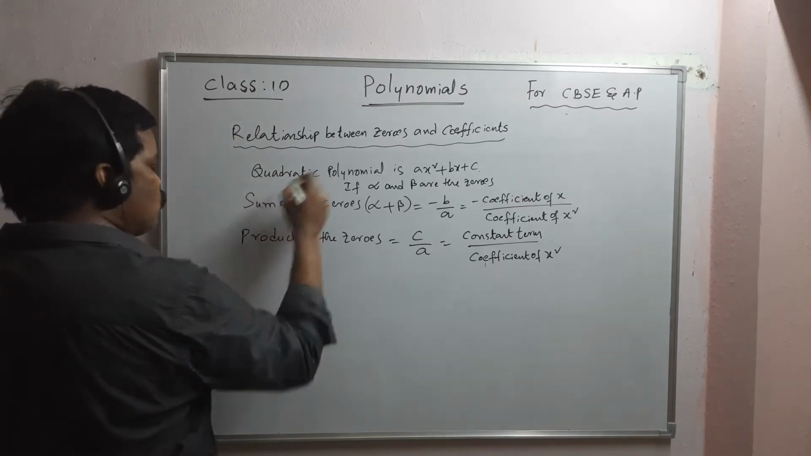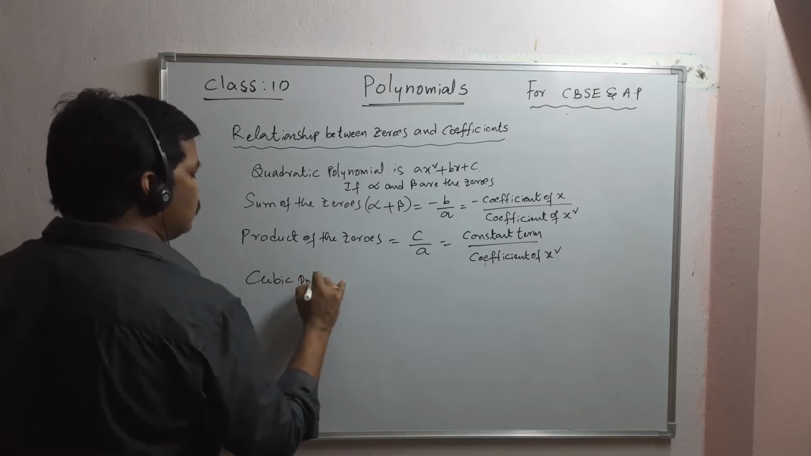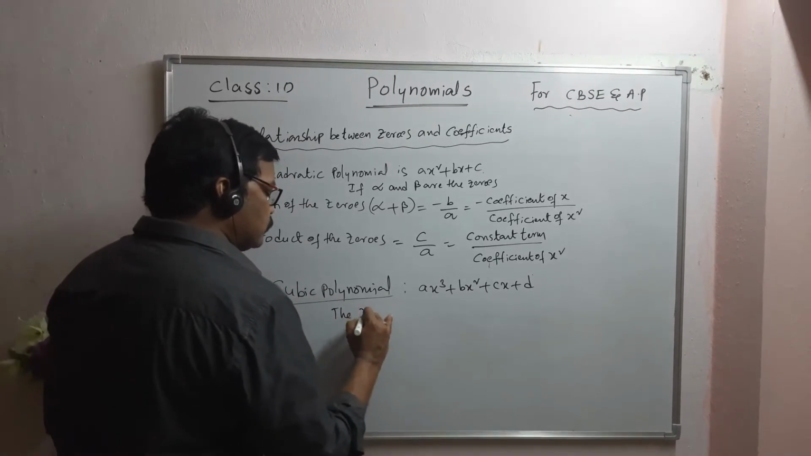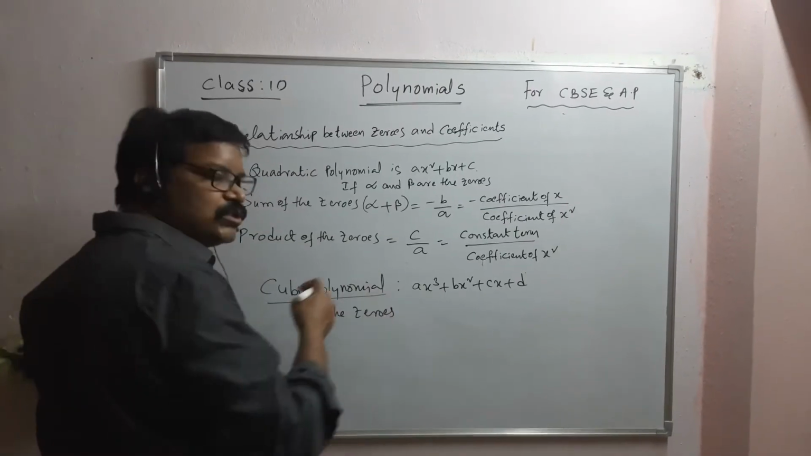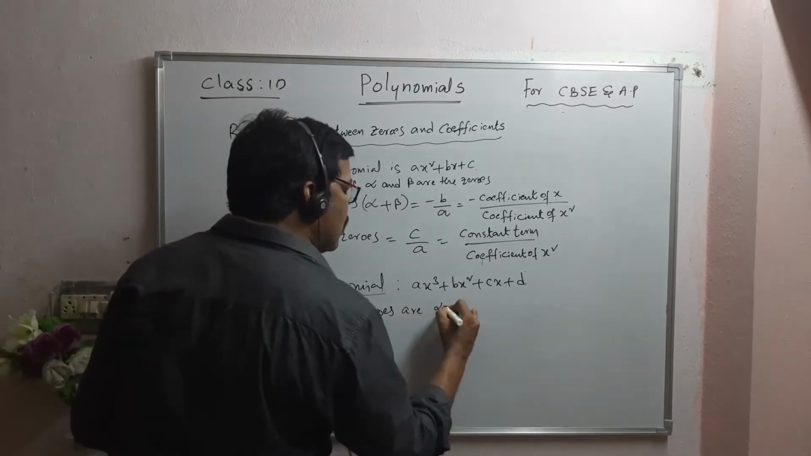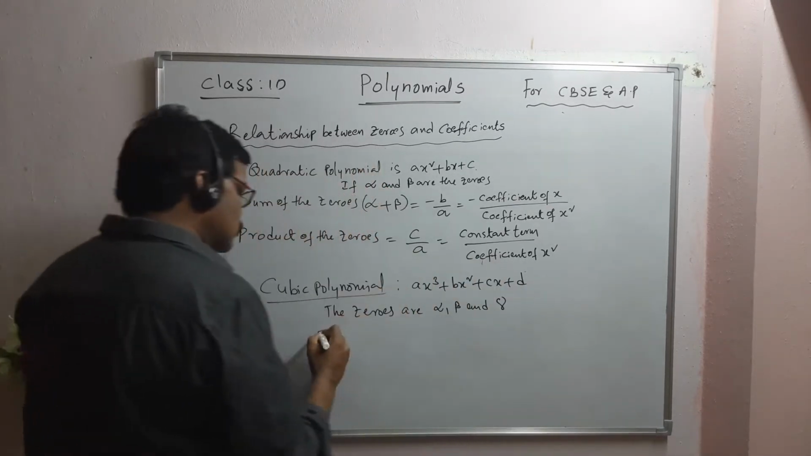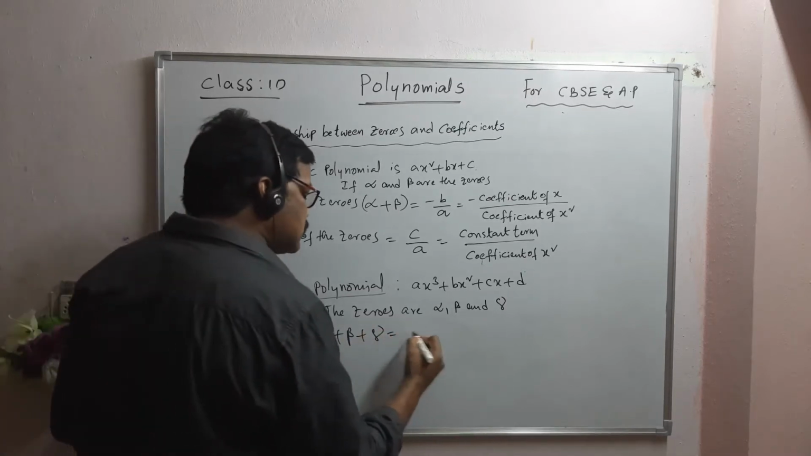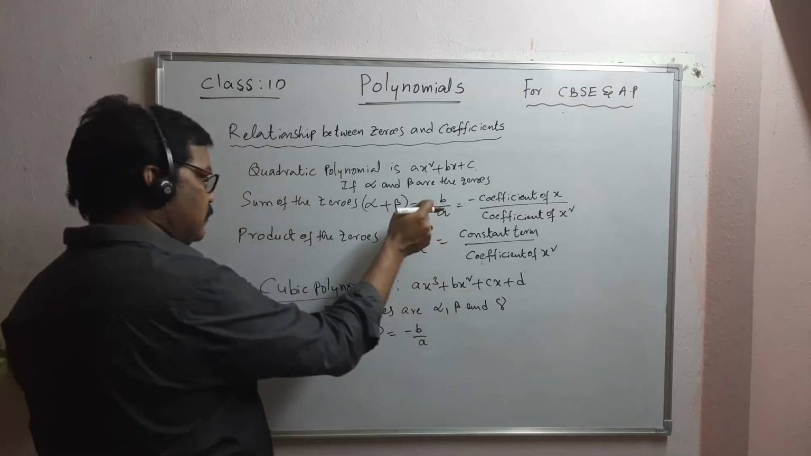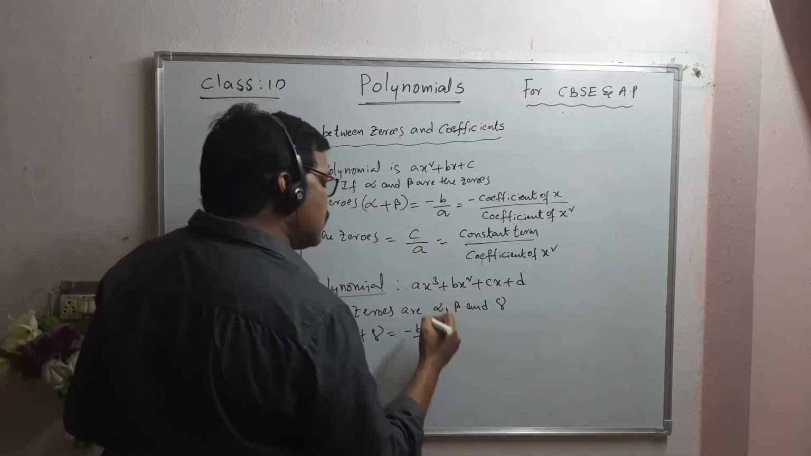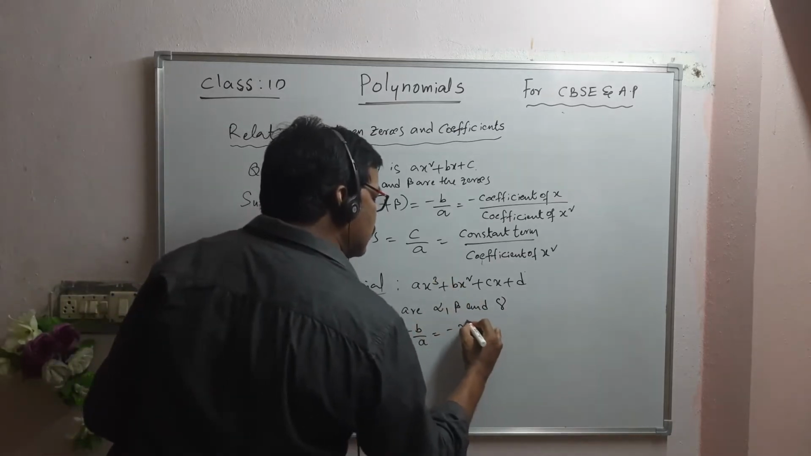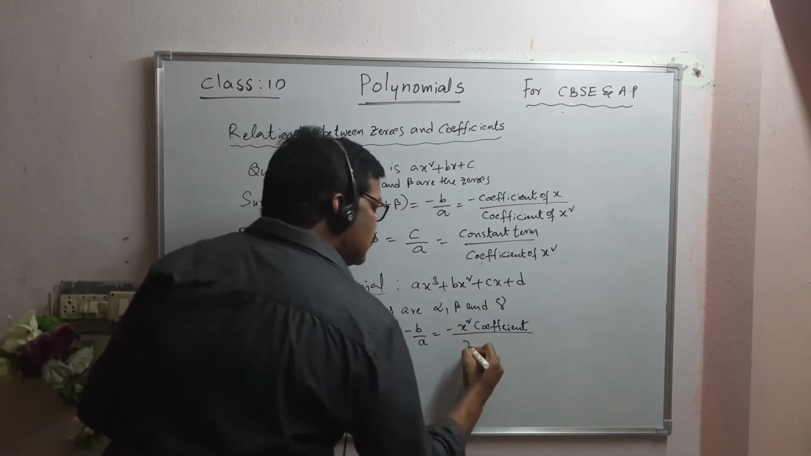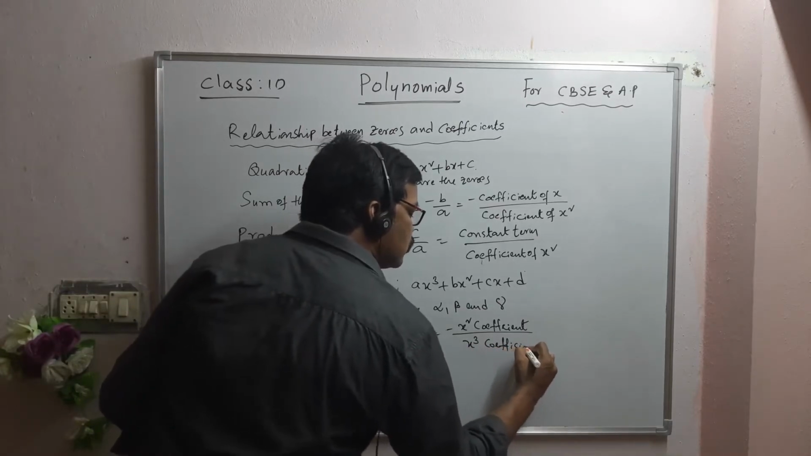Coming to the cubic polynomial, this is a quadratic polynomial. Now cubic polynomial. What is the general form of a cubic polynomial? Here the zeros, as I told you, it has three zeros, since the degree is 3. The zeros are alpha, beta and gamma. So what about the sum of the zeros? Alpha plus beta plus gamma is equal to minus b by a, same like the quadratic polynomial. But minus b means here minus of the x square coefficient, by, what is a here? Right, the x cube coefficient.